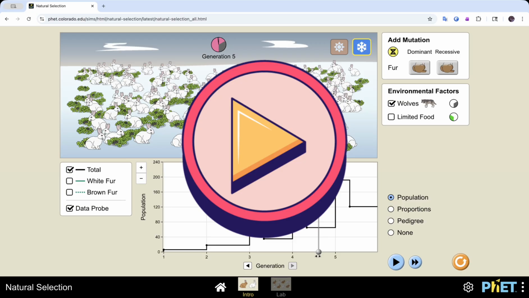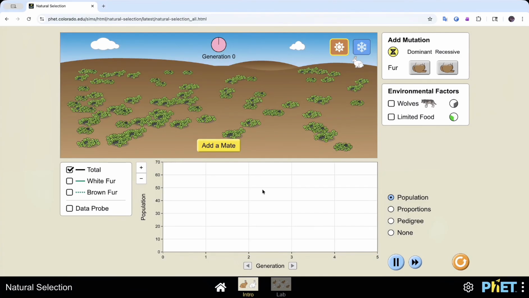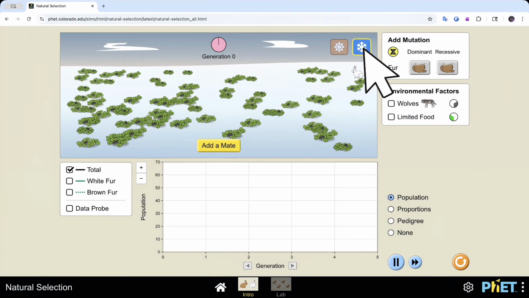Ready? Let's begin Challenge 4. This is our final challenge. Click the orange restart button in the bottom right corner to reset the simulation. Make sure your environment is still set to Arctic. You should see the snowy background. If not, click the environment toggle in the upper right corner and switch it back to Arctic.